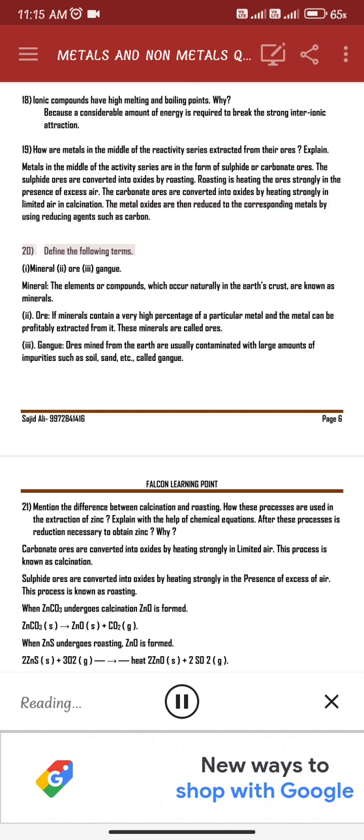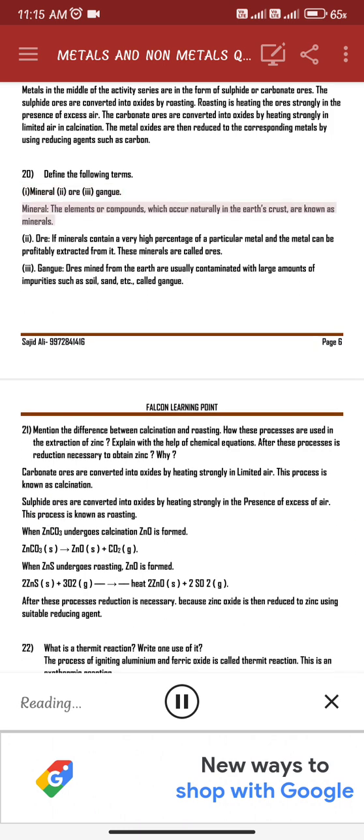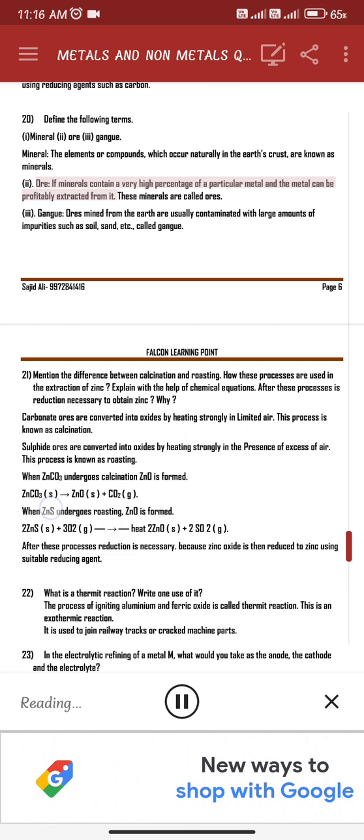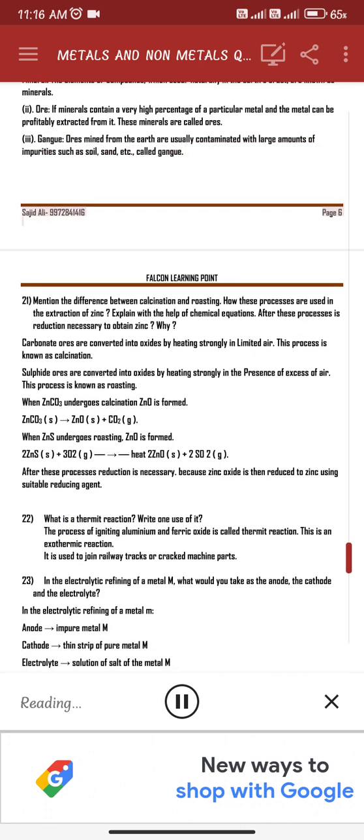20. Define the following terms. I. Mineral. II. Ore. III. Gangue. Mineral: The elements or compounds which occur naturally in the Earth's crust are known as minerals. Ore: If minerals contain a very high percentage of a particular metal and the metal can be profitably extracted from it, these minerals are called ores. Gangue: Ores mined from the earth are usually contaminated with large amounts of impurities such as soil, sand, etc., called gangue.